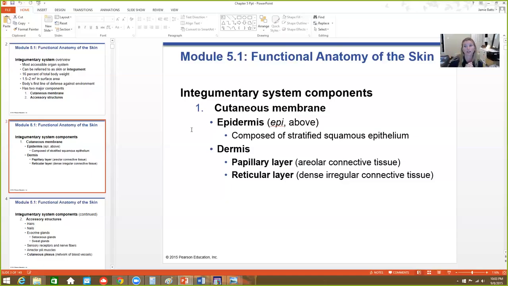The dermis is composed of the papillary layer and the reticular layer. The papillary layer is superficial. This is areolar connective tissue. See my dog sniffing around back here. And then the reticular layer is deep to that. That's the dense, irregular connective tissue that will then connect this cutaneous membrane to the rest of the deeper tissue layers.